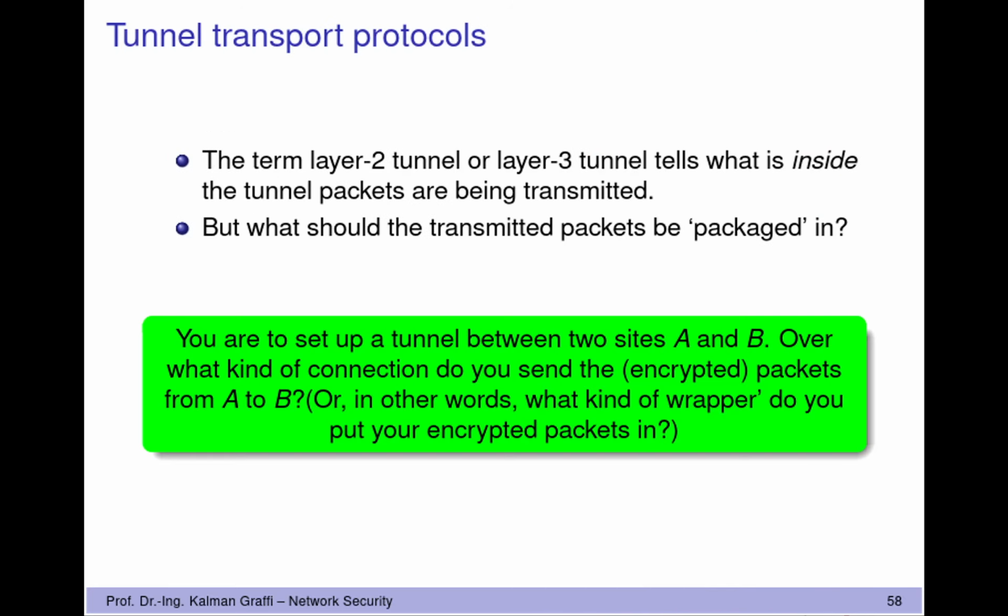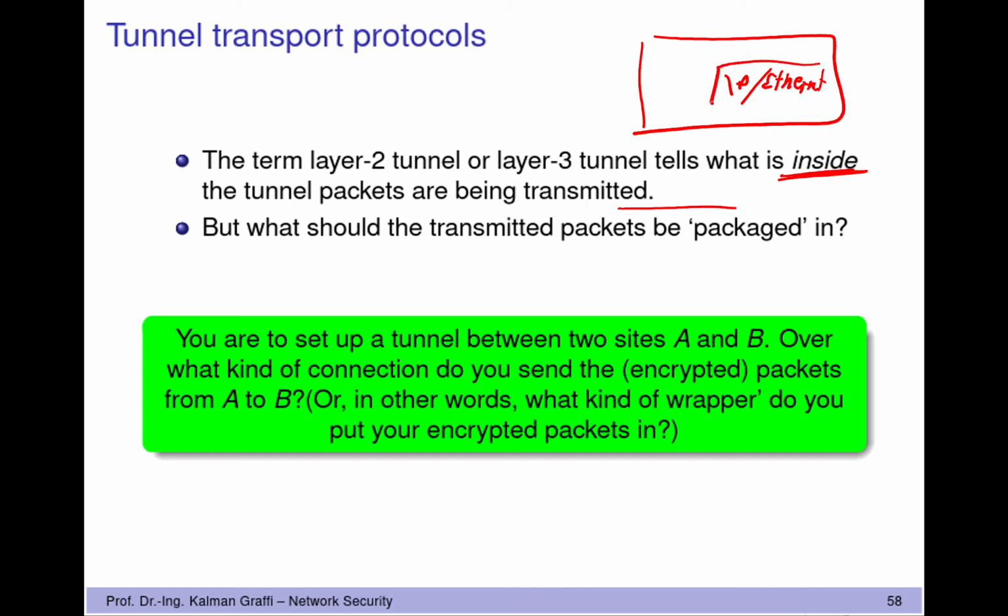Okay, so basically the layer 2 tunnel and the layer 3 tunnel tell what packets are being transmitted inside the tunnel. Can I send my layer 2 information, such as Ethernet packets, such as ARP requests to resolve IP addresses? Or can I only put in IP packets which have some application layer on top? So this is basically what's inside: inside we can have IP or some Ethernet.